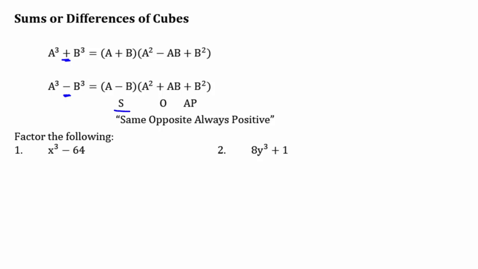Now one word that I remember for this is the word SOAP, and it's the phrase same, opposite, always positive. So if we look at this, the first term will always be the same, the second one will be the opposite, and the last one's always positive. So opposite of positive is negative. So like on our second one, this was a cubed minus b cubed. This will be the same term. This will be the opposite, and this one's always positive.